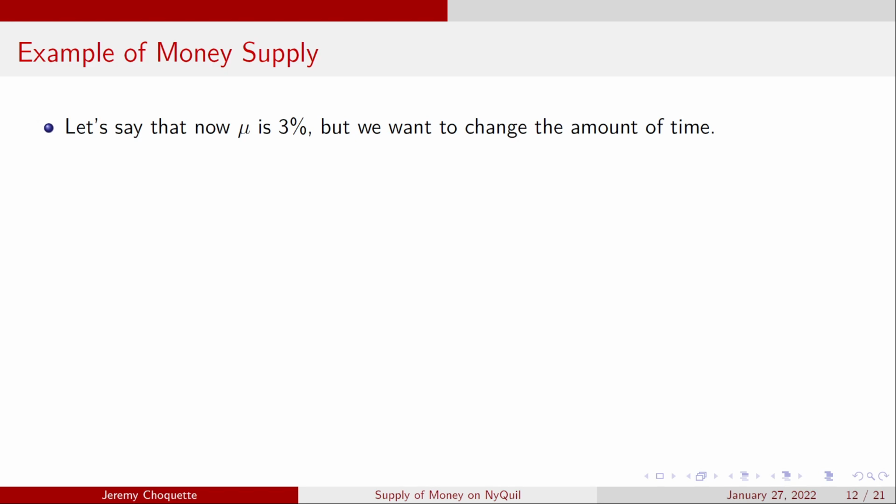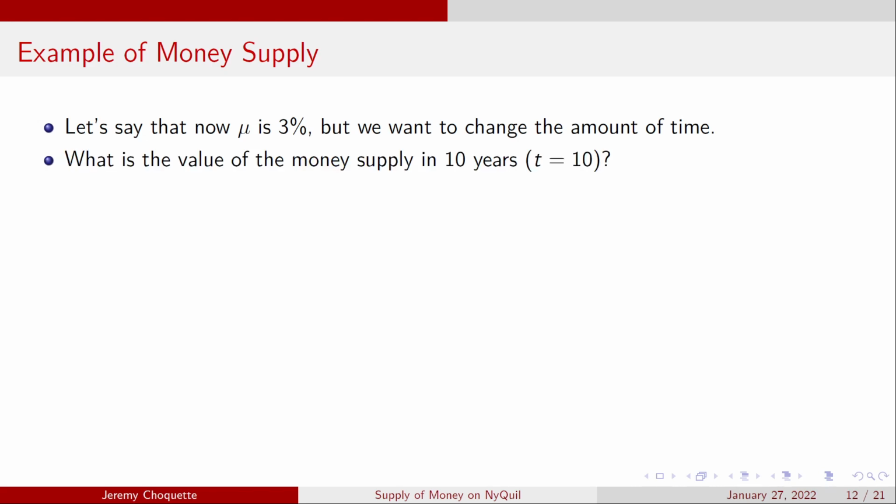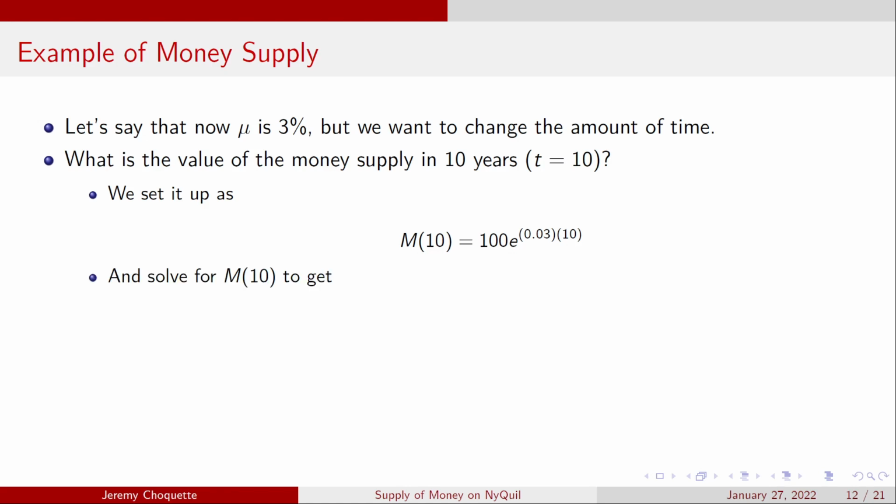So we changed the growth rate. Let's change the amount of time now. So let's say that mu is 3% again, but we want to change how much time goes by. What's the value of the money supply in 10 years rather than 5 years? Well, this time we set it up as 100 times e to the 0.03 times 10.